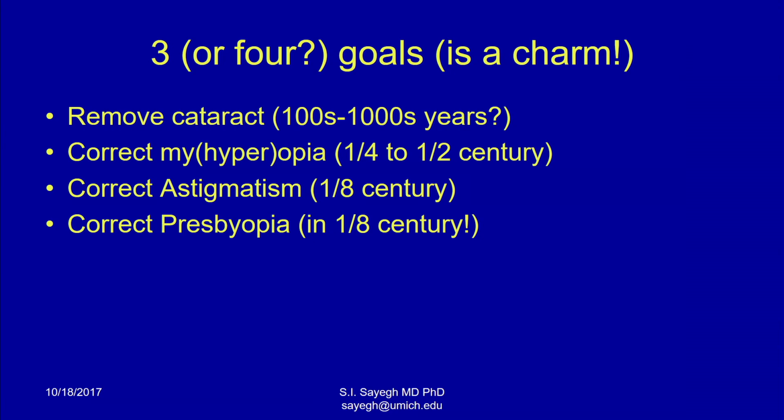And then presbyopia is the inability to see near as you age. We don't have anything that's good enough at this point. But we won't worry about this. We'll probably concentrate on the 3.